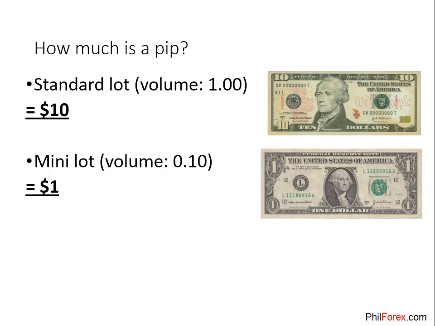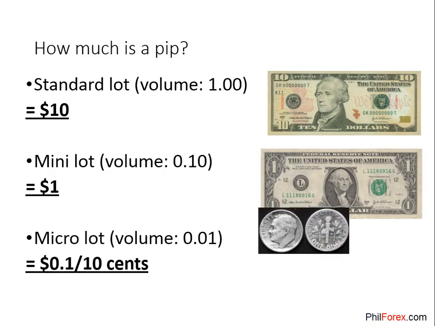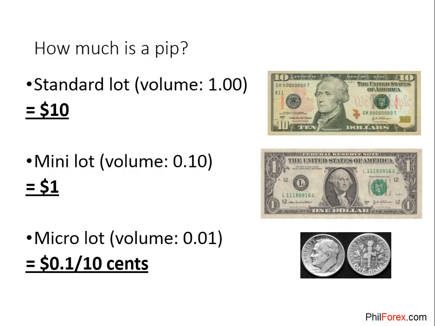So that's just $1 per pip. The lowest that you can go is 10 cents per pip. That's called a micro lot. A micro lot, the volume is 0.01, and that means you're trading at 10 cents per pip. So for every pip that you get, you get 10 cents.